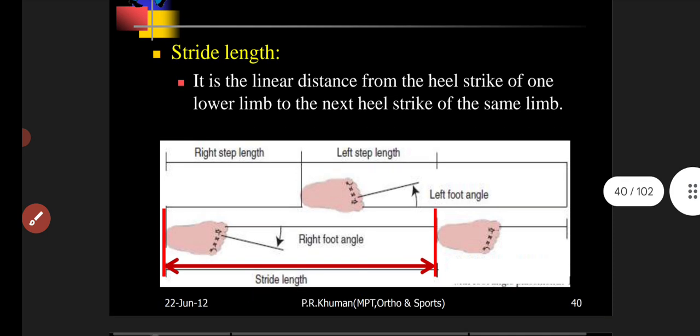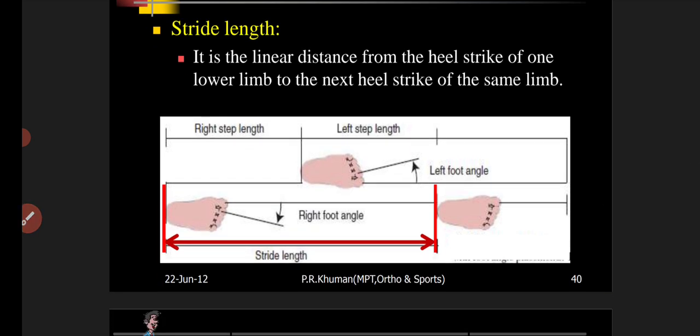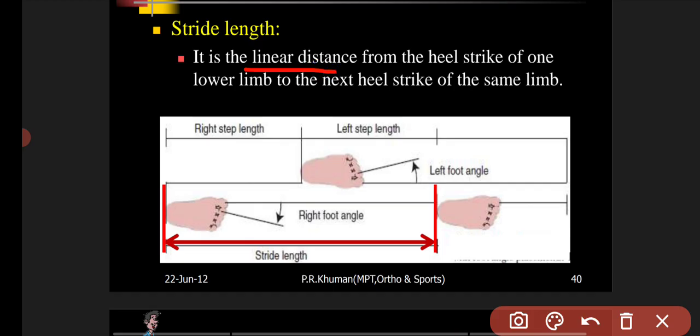Next one is the stride length. It is the linear distance from the heel strike of one lower limb to the next heel strike of the same limb. That is known as the stride length.